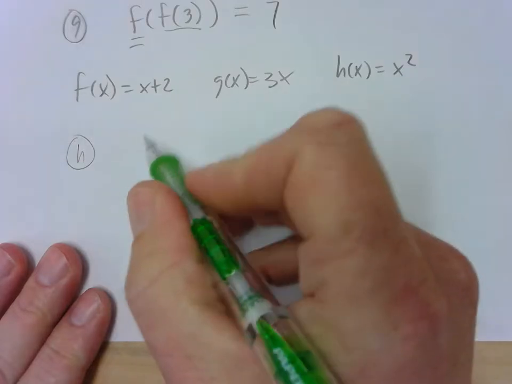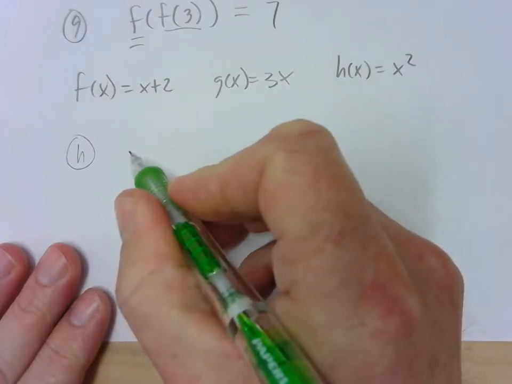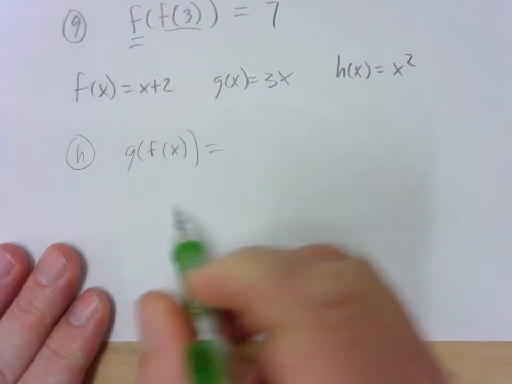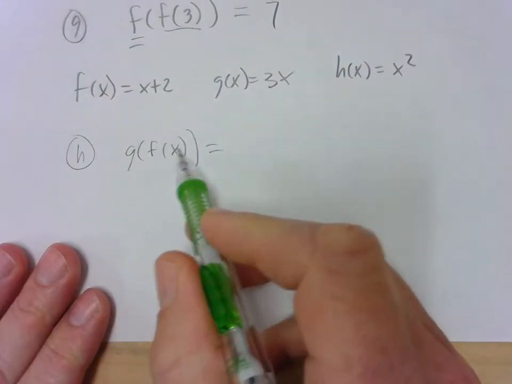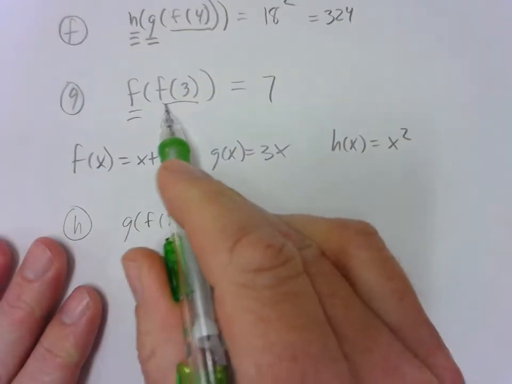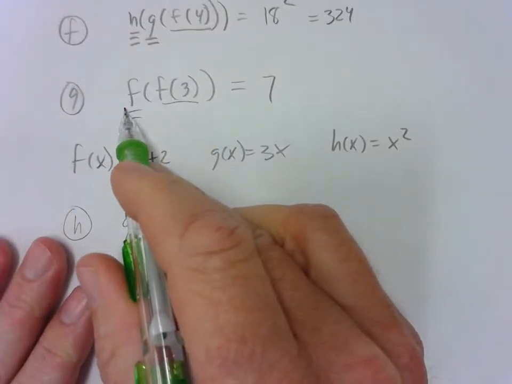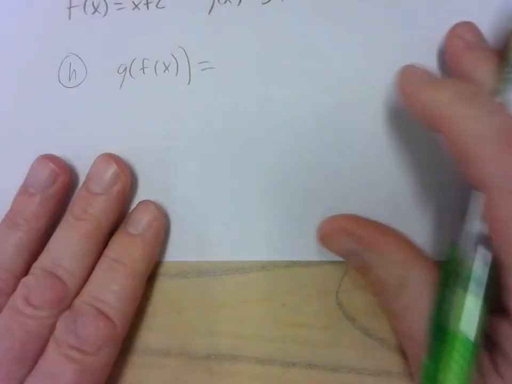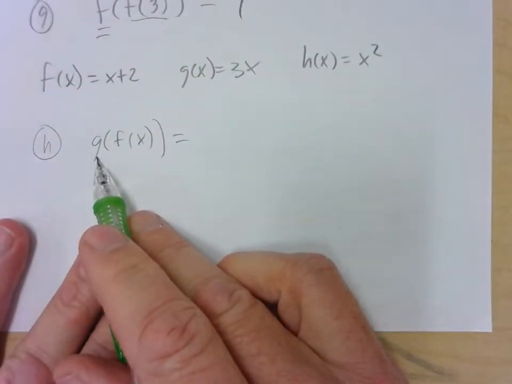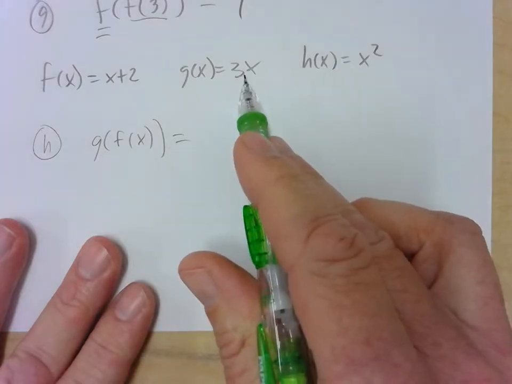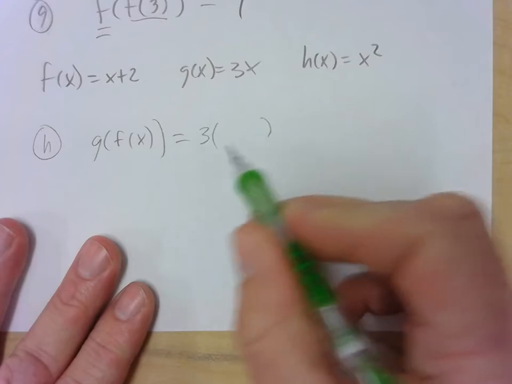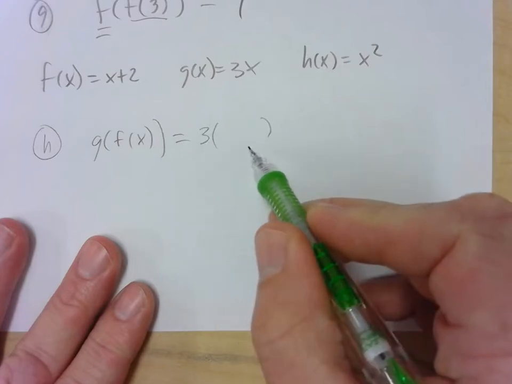So here we go. Let's do g of f of x. So what this says to do is to put the f function inside the g function. Now up here I suggested starting with the inside function and working to the outside function. For this I'm going to do the exact opposite. I'm going to say, what is this g function about? Well, the g function is about tripling every number. So I write that down. Triple every number, triple everything. So it's 3 times something.